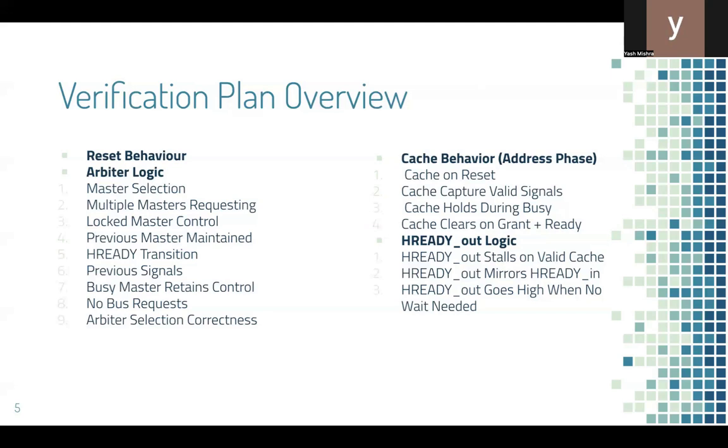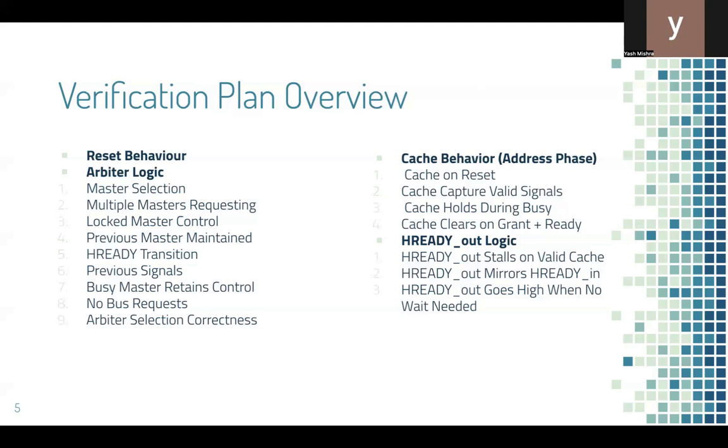HREADY transition. Even if a new master requests the bus, the arbiter should not switch until the current master is done, indicated by HREADY going high. This maintains the pipeline consistency. Previous signals, this is very simple. Once HREADY goes high, the previous signals should update to reflect the behavior of the master. Busy master retains control. If the current master is still in a valid transfer, that is, if HTRANS is busy or sequential, it should remain selected.